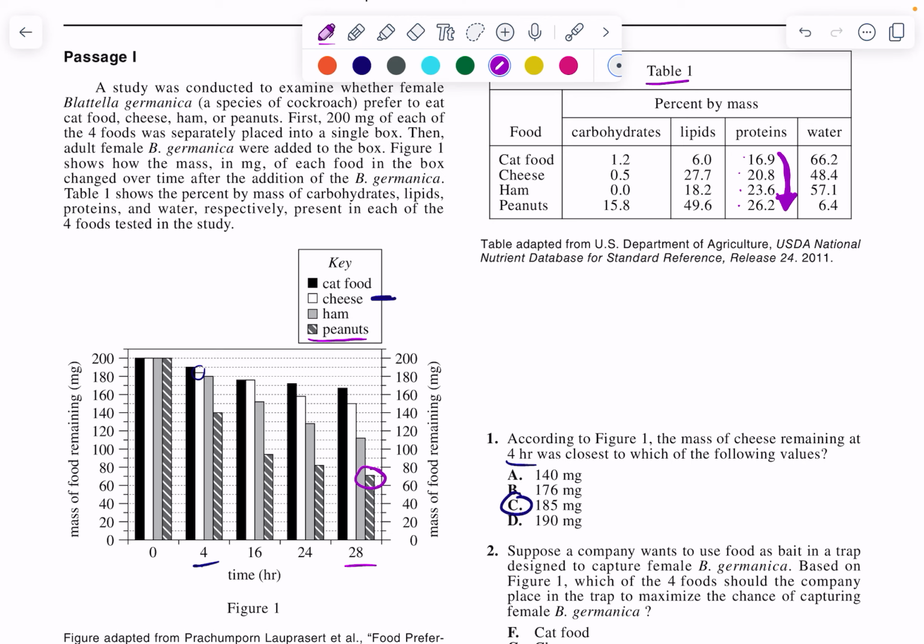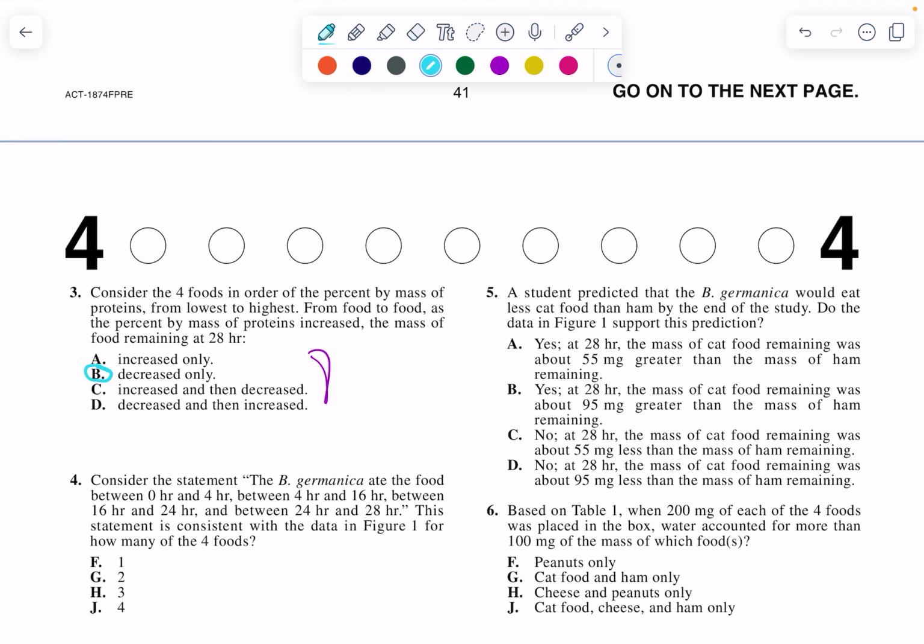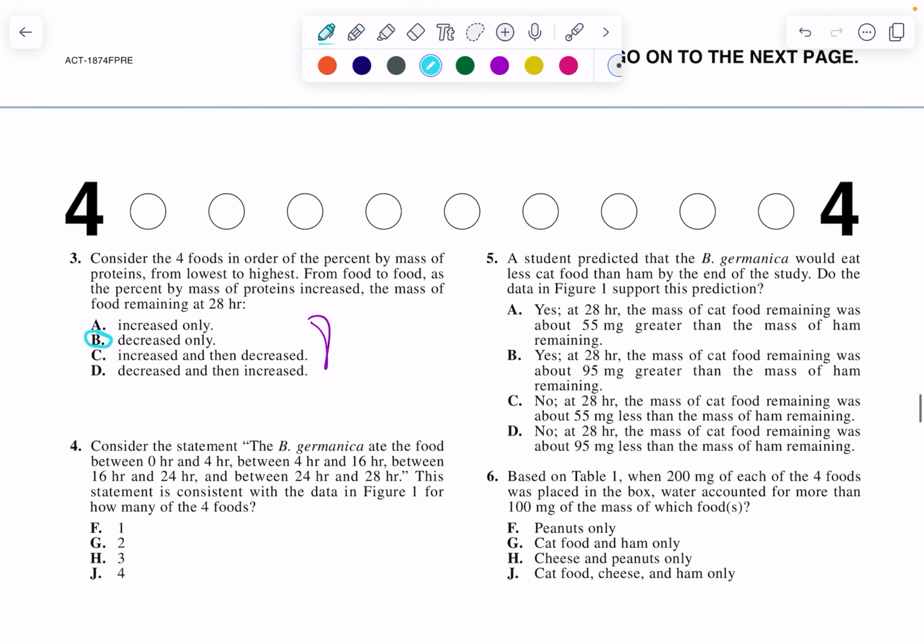And looking at the final results of our graph over here, we can see that of those four foods, cat food, cheese, ham, peanuts, the amount left decreases. There's less of it the more protein you get. Cat food has the least amount of protein. There's the most food left at 28 hours. There's still like 168 milligrams, whereas the one with the most protein, peanuts, has the least amount of food left. So we can come down here and say this is decreased only.